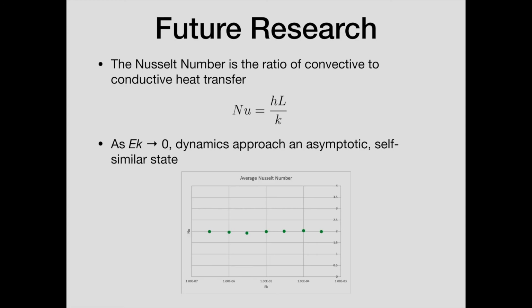Further research would drive us to consider the Nusselt number, which is the ratio of convective to conductive heat transfer in a fluid. h is the convective heat transfer coefficient, L is a typical length scale, and k is the thermal conductivity. It was observed during these simulations that the Nusselt number approaches a constant value in the limit that the Ekman number goes to 0, and suggests that the dynamics approach an asymptotic and self-similar state. This is unlike the behavior of every other quantity observed in this project, and is certainly worth further investigation.